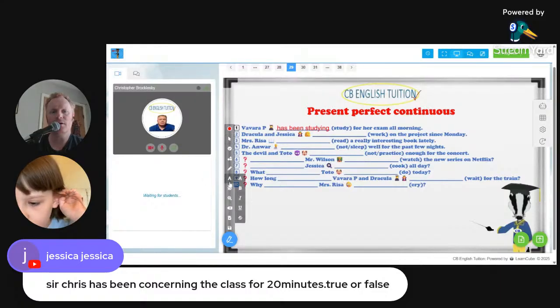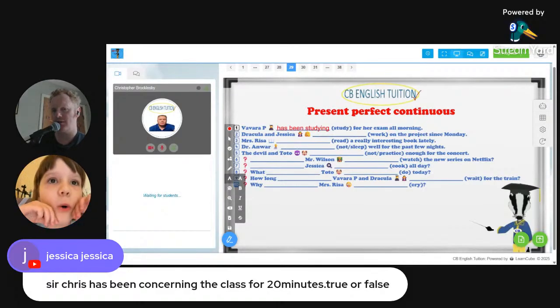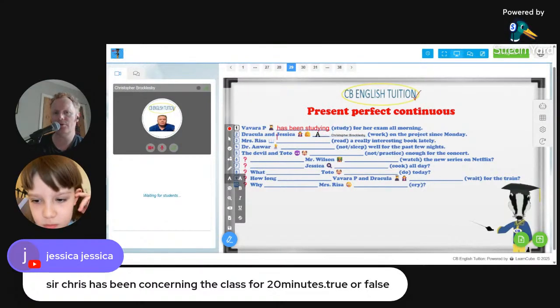Okay, Varvara, can you help us? Are working. I thought we're using the present perfect. Oh, continuous. Have been working. Yeah, let me just get my cursor in the right place. So that means started on Monday, working up to now.